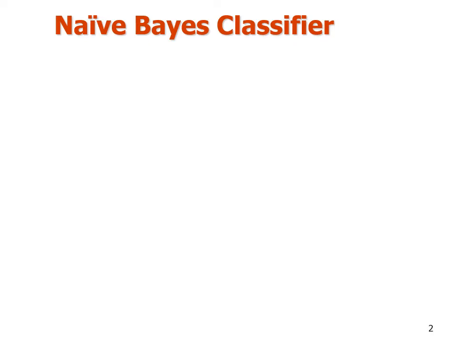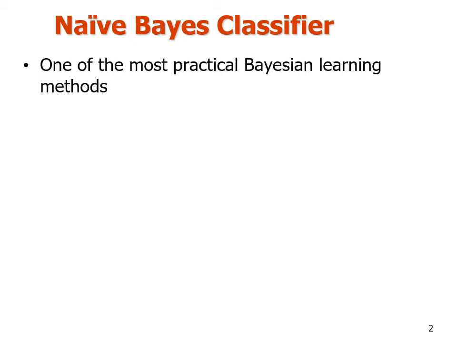Today we are going to discuss one of the most popular algorithms under the category of Bayesian learning, and that is the Naive Bayes classifier. It is one of the most practical Bayesian learning methods. When can we make use of this algorithm?